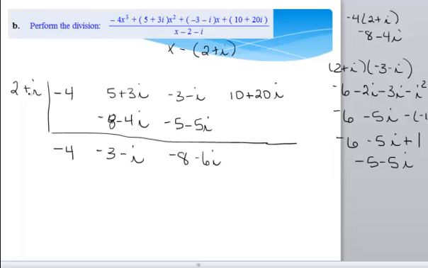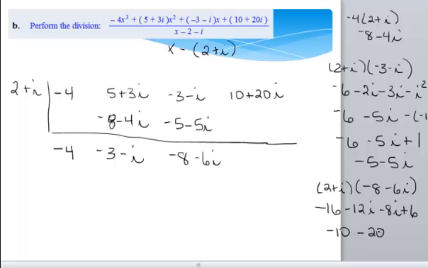Now we multiply again. 2 plus i times this one. So 2 plus i times -8 minus 6i. That'll give us -16 minus 12i minus 8i. Then we have i times -6i. That's -6i squared, which is +6. -16 plus 6 is -10. -12 and -8 is -20. And then we add, and when we do, we get 0.